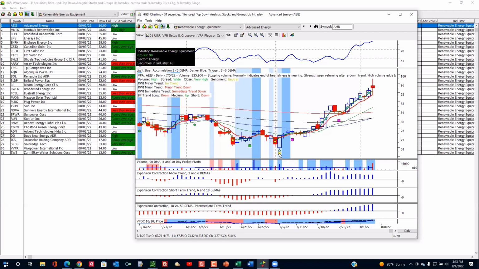Here's accumulation with a stopping volume on VPA, moved up. Here's a test, was flat, went from expansion to contraction to expansion, a little bit of contraction, then an effort to rise, and it's been moving up. Today, there was some profit taking on this stock, but it's the oldest stock.